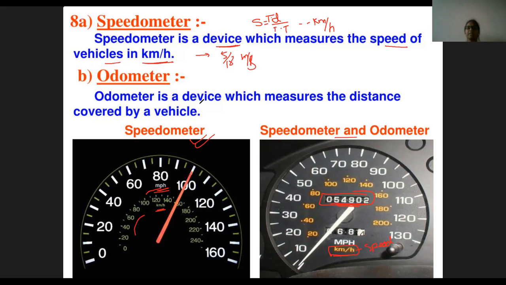Okay, next the odometer. It is a device which measures the distance covered by the vehicle. Remember, S for speedometer, to measure the speed, and odometer, D for distance, to measure the distance. Remember, in odometer the D is highlighted, D for distance, and in speedometer the S is highlighted, S for speed. Remember, the odometer and the speedometer are the instruments or devices used to measure the distance and speed in vehicles or automobiles.